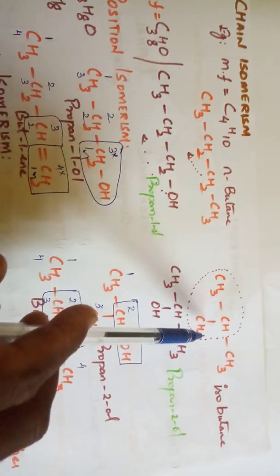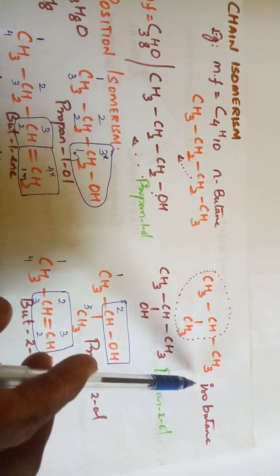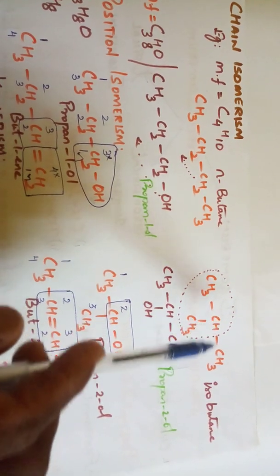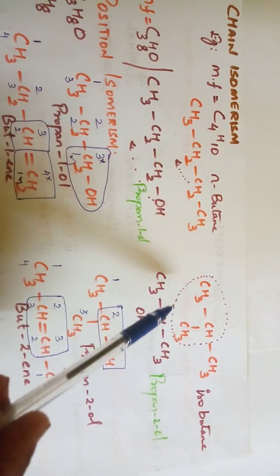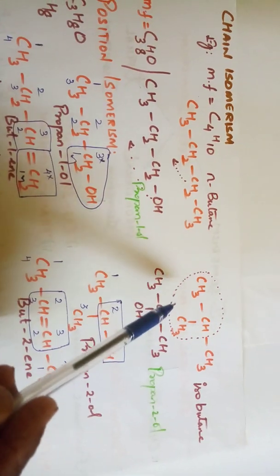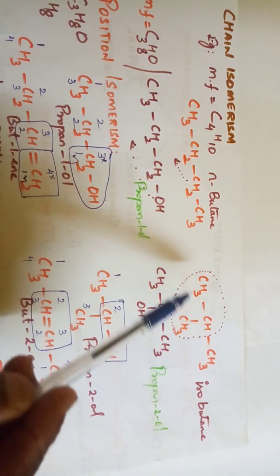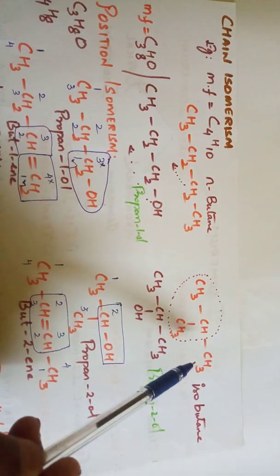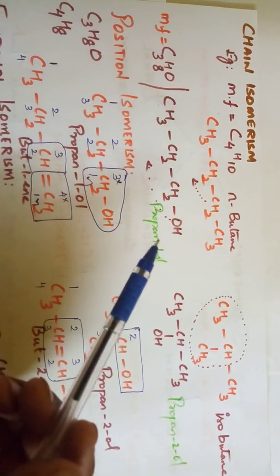The second one with the same molecular formula takes the name isobutane, where iso represents the group you can see marked inside the dotted line. The group marked inside the dotted line is called iso, and since we have 4 carbons, it is represented as isobutane. So this is the best example for chain isomerism.